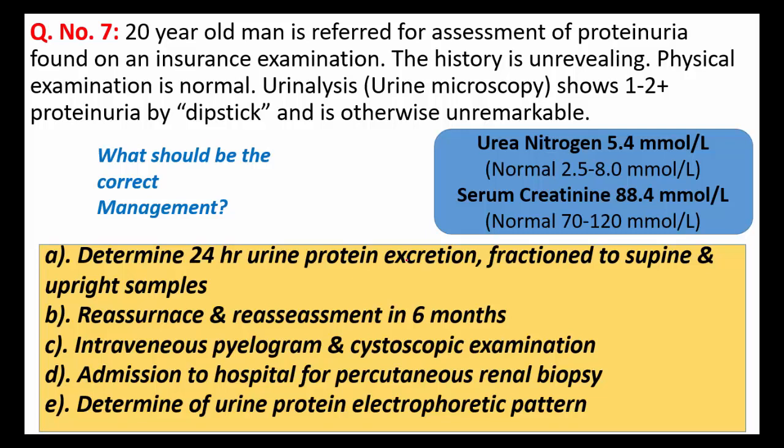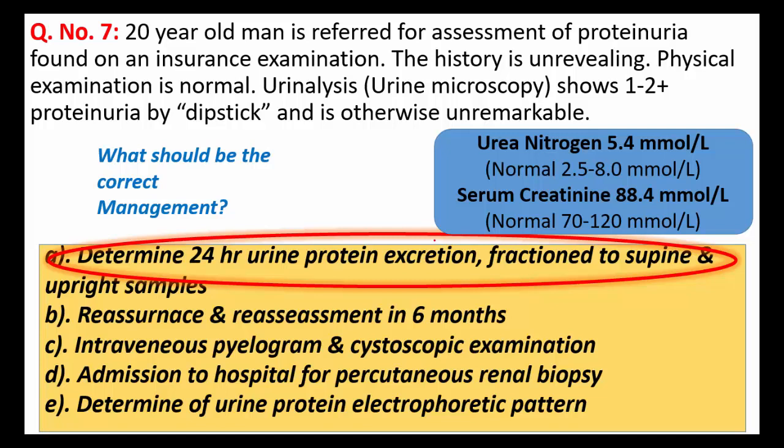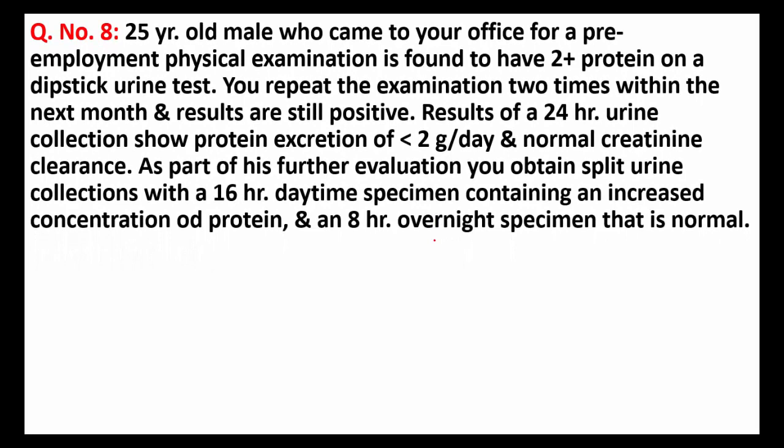What will we do? This is the question of orthostatic proteinuria. In this, what we do is determine the 24-hour urine protein excretion fraction to supine and upright samples. We can have the clear concept in the next question.